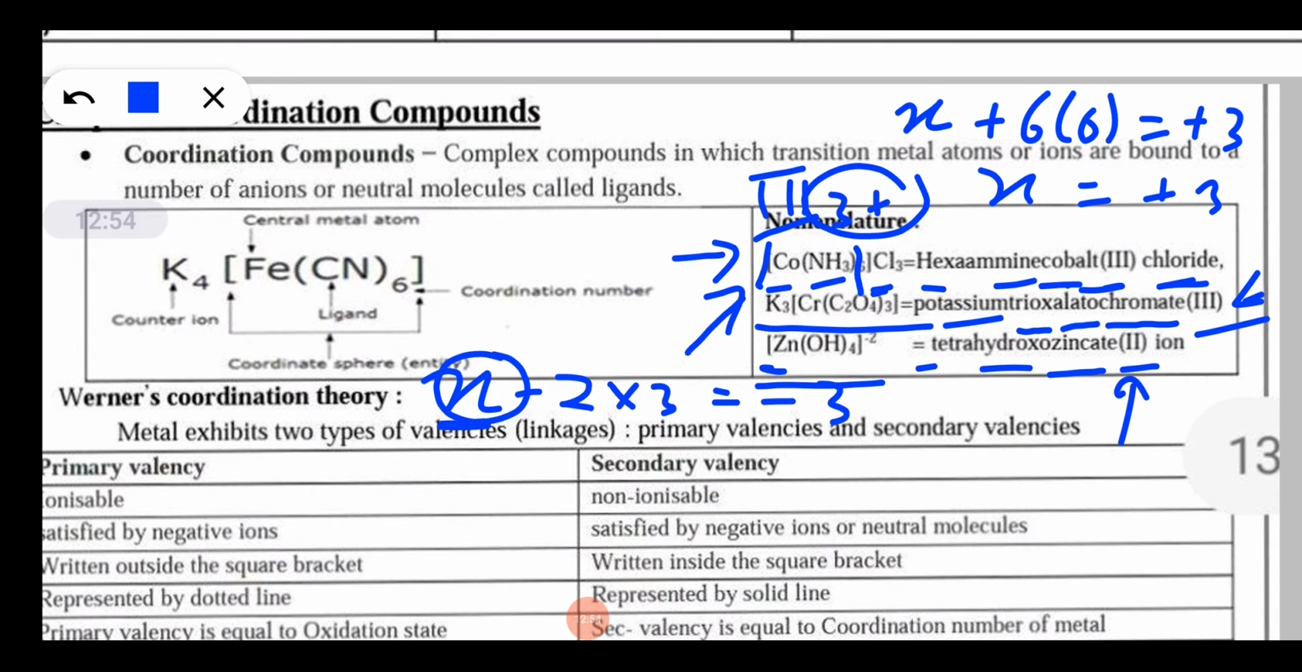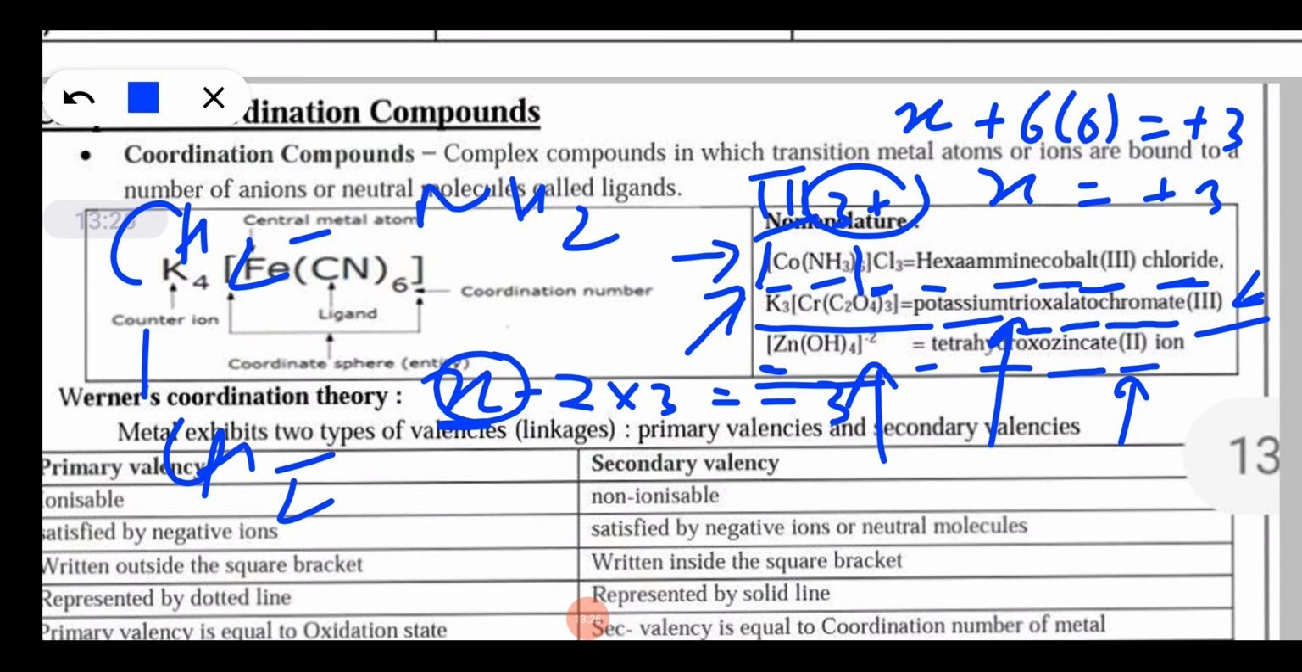to +2, like that. Here you remember one important point: if in place of oxalate, C2O4, there was en, ethane-1,2-diamine, then in place of tri, you would write tris(ethane-1,2-diamine); you would not write tri. Why? Because in en, hydrocarbon is there. The formula of en is CH2, NH2, then CH2 and NH2.